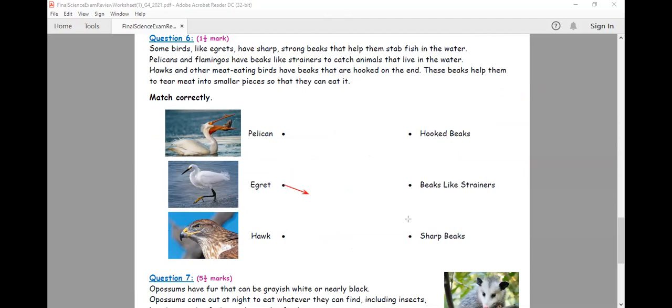They have sharp beaks. Egrets have sharp beaks. You know that pelicans don't have very big teeth, or they swallow whole? Really? Okay. Pelicans and flamingos. Great, Charlie. Thank you. Pelicans and flamingos have beaks like strainers.